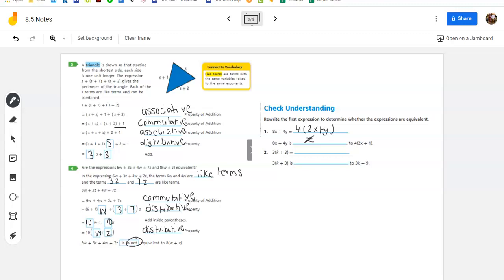Okay, I'm going to do the distributive property here. This number on the outside is going to become friends with the numbers on the inside. 3 times k is 3k plus 3 times 3 is 9. 3k plus 9 here, 3k plus 9 here. That means those ones are equivalent.